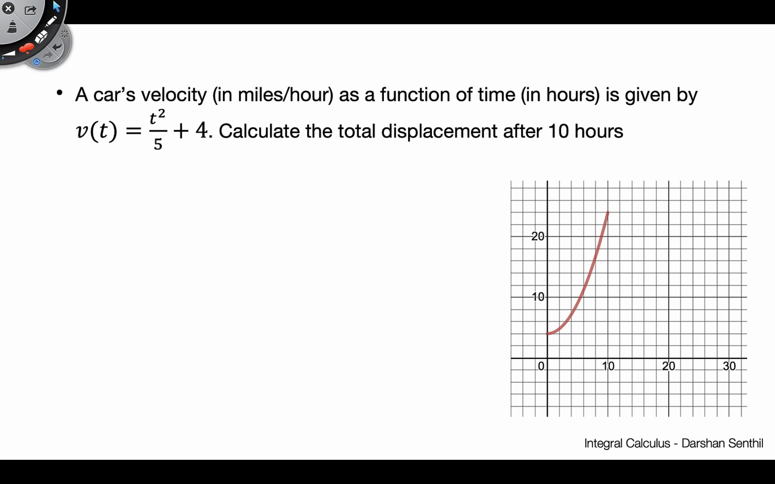Now here's a more complicated example. A car's velocity in miles per hour as a function of time in hours is given by v of t is equal to t squared over 5 plus 4. And now I'm going to ask you to calculate the total displacement after 10 hours, given this function for velocity. Well, that's a lot harder now, right? Because it's not quite as simple as using just rate times time, because the velocity at each instant of time is different. So using rate times time doesn't quite work.